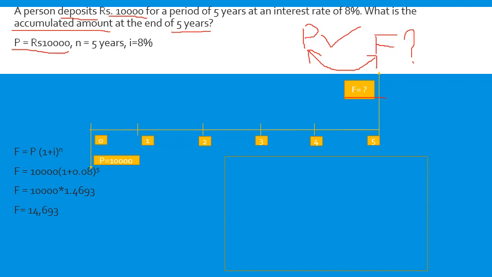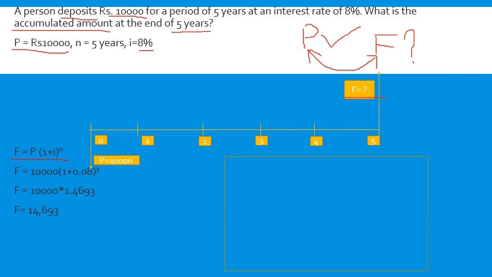What is required? F is required at the end of 5 years. How do I solve? Simple formula. F is equal to P multiplied by (1 plus i) to the power of n. Same formula. Substitute the values. What is P? 10,000. Substitute that here. Multiplied by 1 plus 0.08. I have said already, 8 is not in percent, 8 is in decimal form. So 8% is nothing but 0.08.